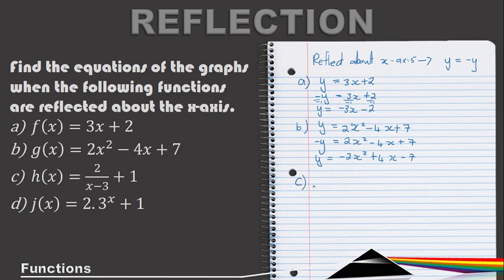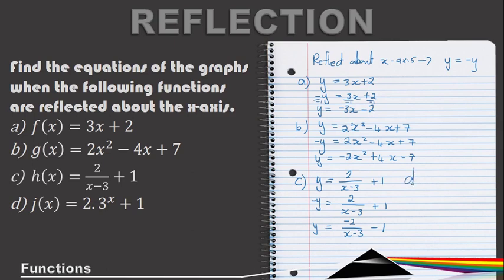Then for c, we have a hyperbola, so we first just write it as y equals 2 over x minus 3 plus 1, and then we replace y with negative y equals 2 over x minus 3 plus 1, and then we isolate y. So y is then equal to negative 2 over x minus 3 minus 1. So this counts as one term, so I just add a minus in front of this first term and change the sign of this term.